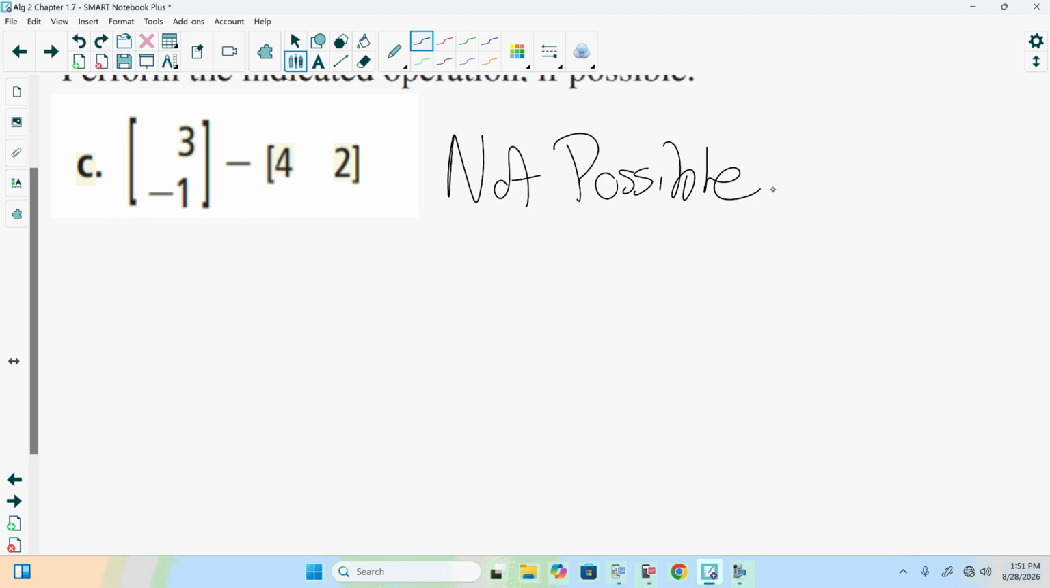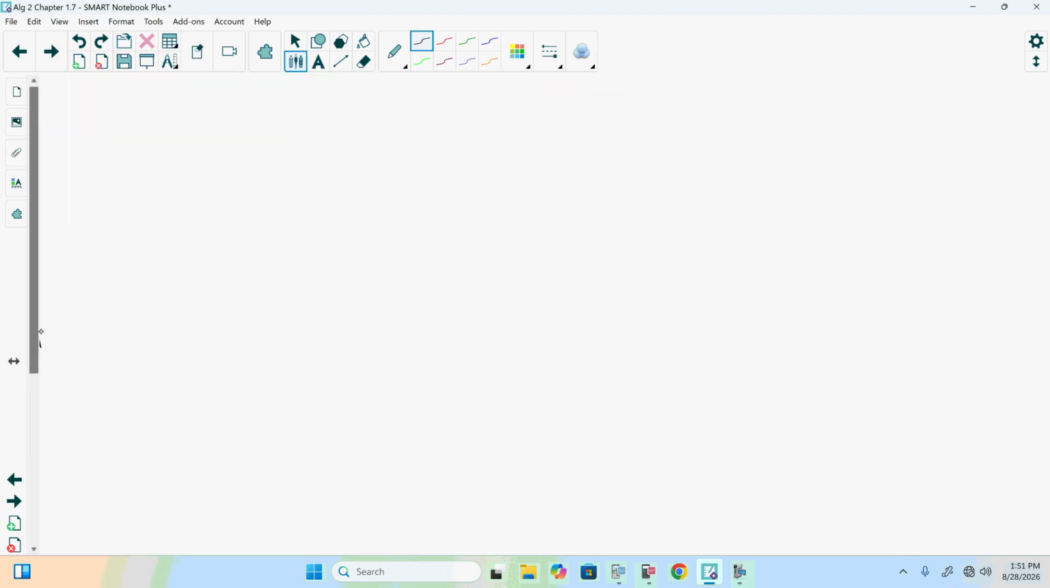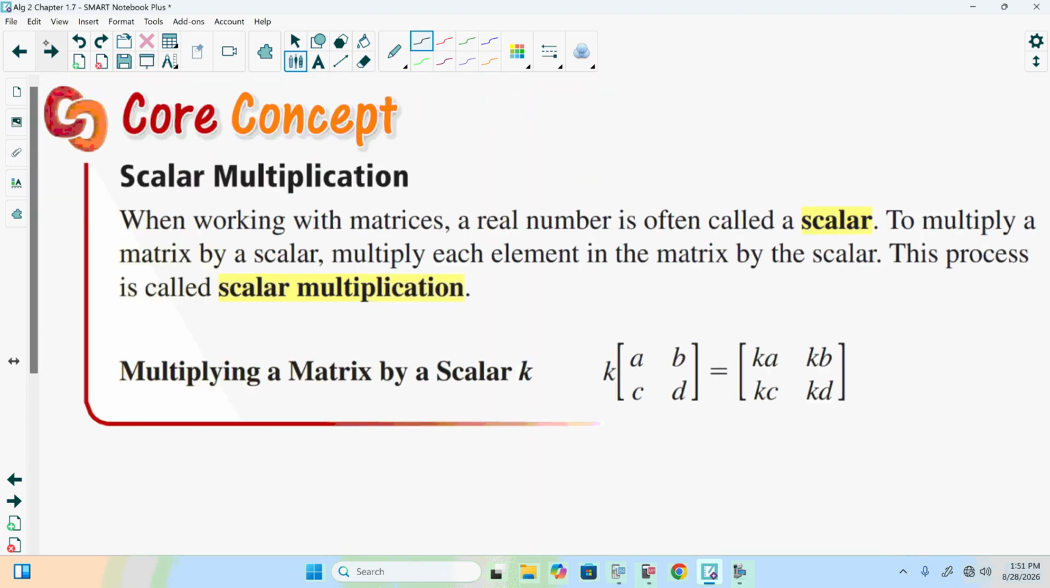Be ready for the next piece. Scalar multiplication. We can scale a matrix. We can scale it up. We can make the numbers bigger. We can make them smaller. Whenever we scale something, we take whatever the number in front of it is and multiply every element in that matrix by it.